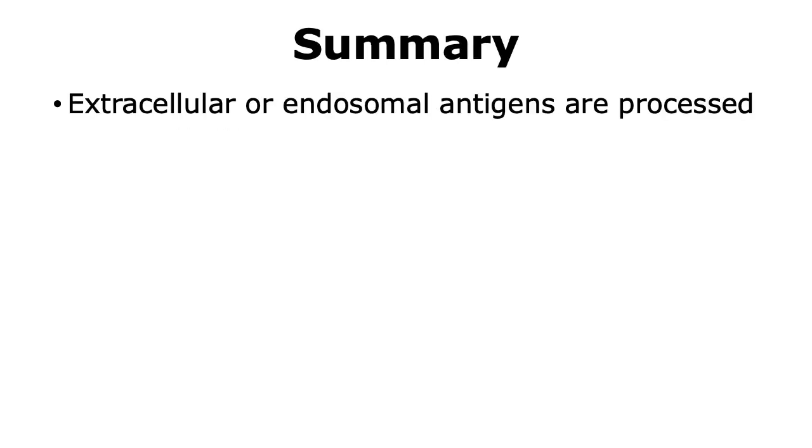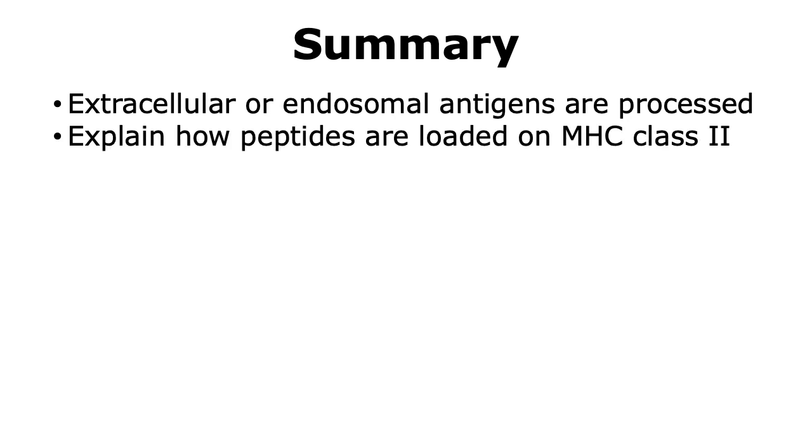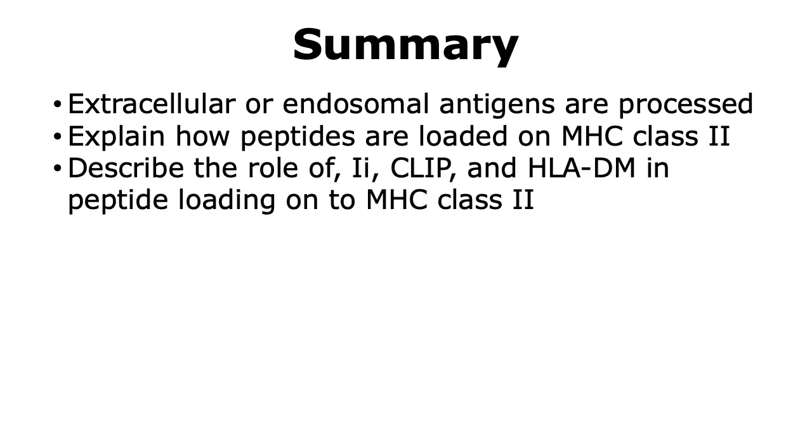With this, we come to the end of this talk, where we learned about how extracellular and endosomal antigens are processed. We also learned about how peptides are loaded on MHC Class II and looked at the role of different proteins that include Ii, CLIP, and HLA-DM in the process of peptide loading onto MHC Class II. We also learned about the role of MARCH1 on the peptide MHC Class II stability in antigen-presenting cells.